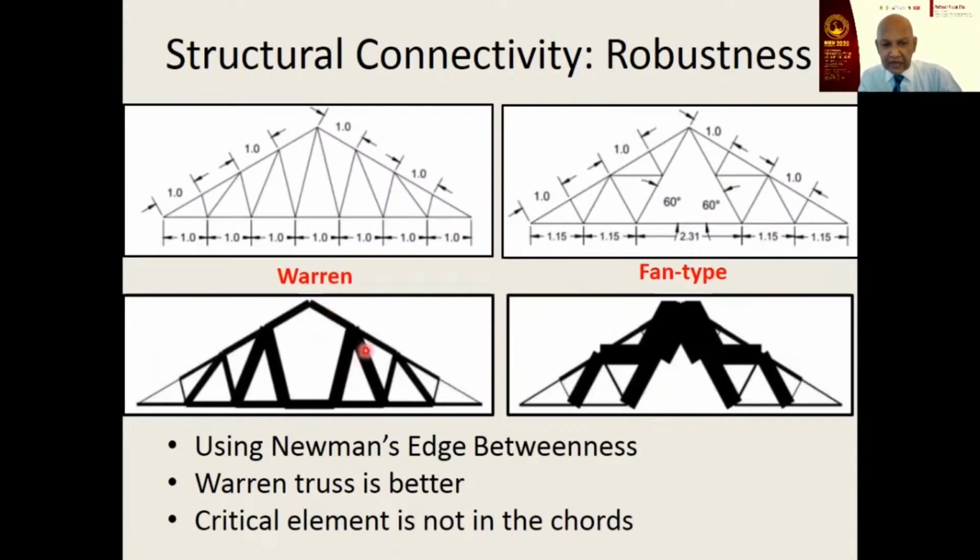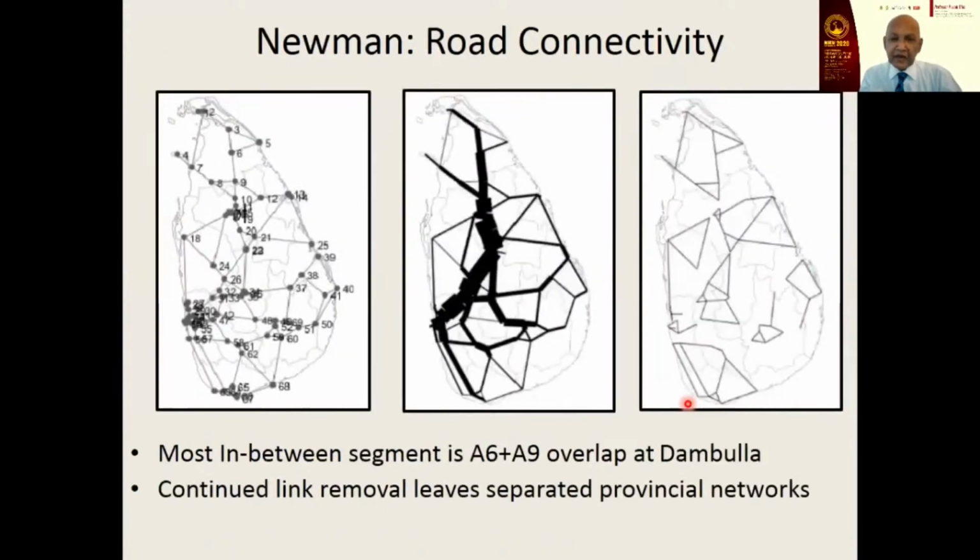So we would argue that this trust is better than this trust, because the members that are most connected are the ones that are inside, like this, right? Whereas here, if you lose this member, you have lost a core member, and that will considerably weaken the trust. Now you can apply this to a road network as well.